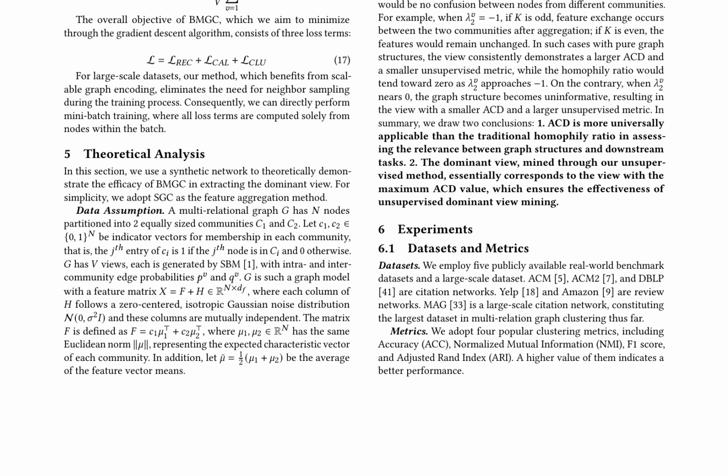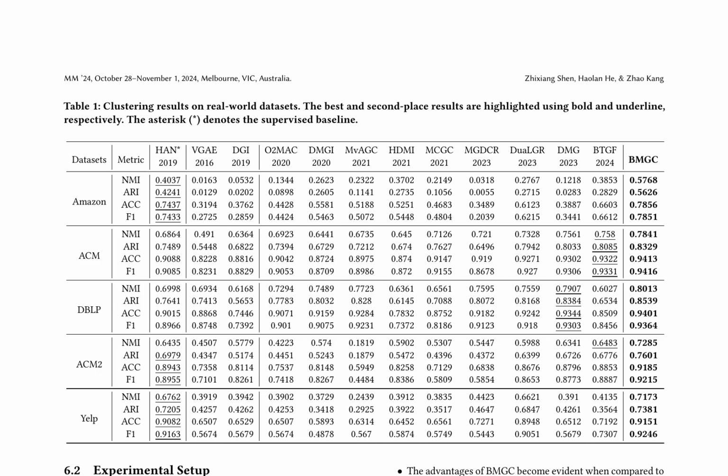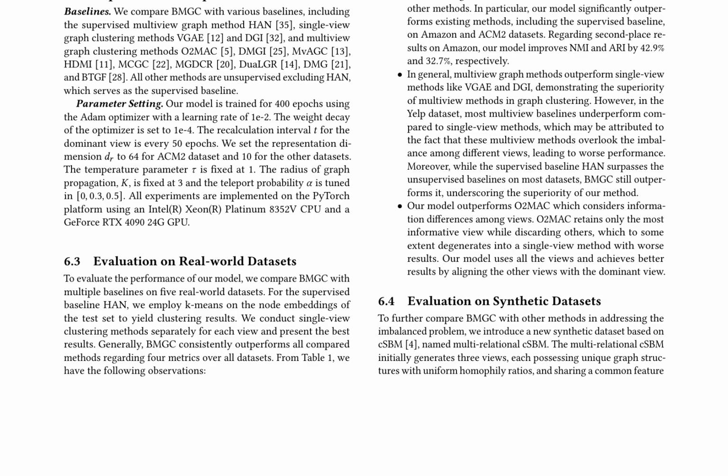mining. Experimental results on real-world datasets show BMGC consistently outperforming various baselines, including the supervised method HAN, on metrics like NMI, ARI, ACC, and F1 score. The method's superiority is particularly evident in datasets like Amazon and ACM2, where it improves NMI and ARI by significant margins. BMGC's performance highlights its ability to effectively leverage the information from multiple views, addressing the imbalance issue and outperforming methods that overlook this aspect.